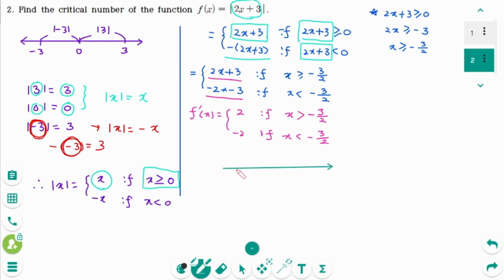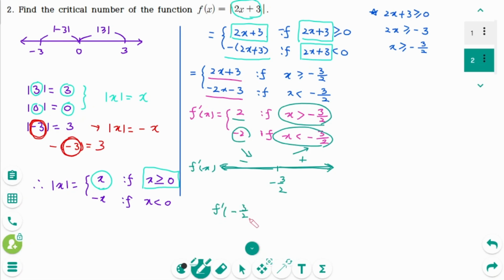Number line is here, f prime of x, minus 3 over 2. When x is greater than minus 3 over 2, f prime of x is 2, that means this part is always positive, and x is less than minus 3 over 2 is minus 2, that means this part is always negative. Then f prime of minus 3 over 2 does not exist, so critical number is x equals minus 3 over 2.